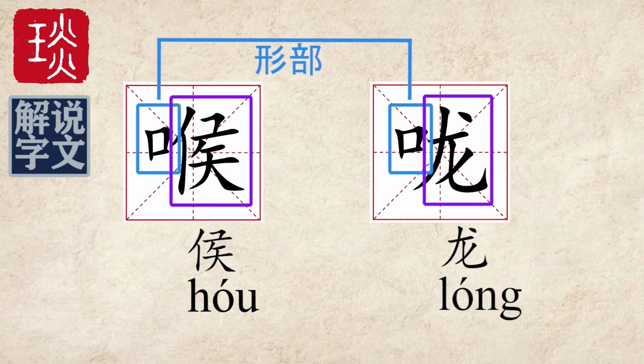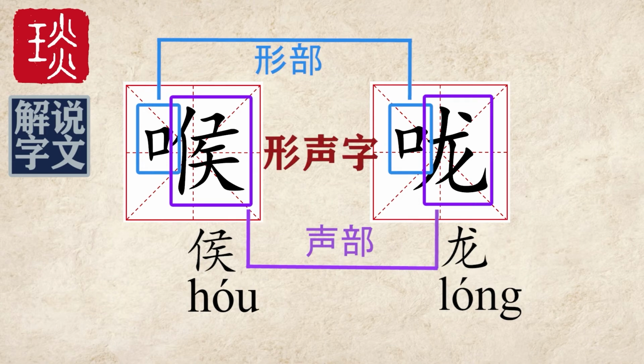The right part is related to their pronunciation. 喉 is pronounced as 喉. 龙 is pronounced as 龙. We call the right part 声部. A large portion of characters are composed of 形部 and 声部. We call them 形声字.